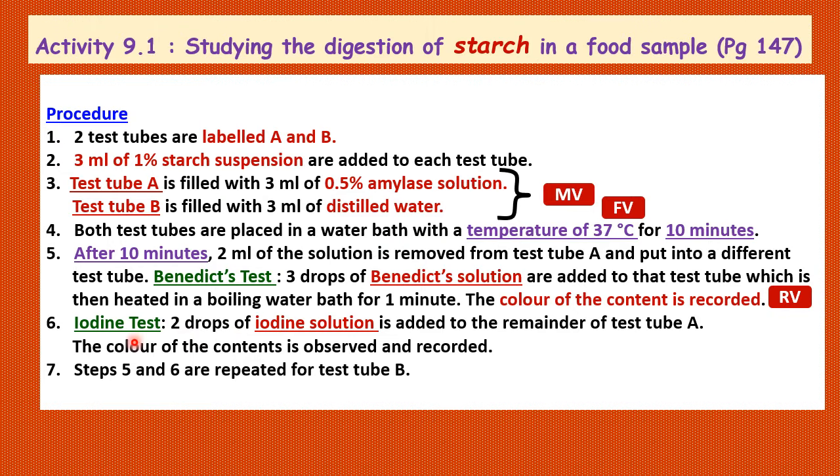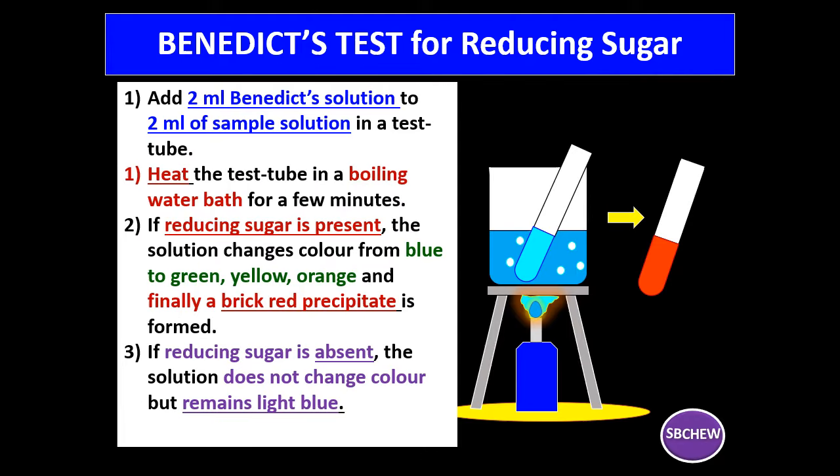Now 2 drops of iodine solution is added to the remainder of test tube A. The color of the contents is observed and recorded. This is the test for starch, using iodine solution. Then repeat steps 5 and 6 for test tube B, because we want to test for the presence of 2 substances, starch and also reducing sugars, in both test tubes.